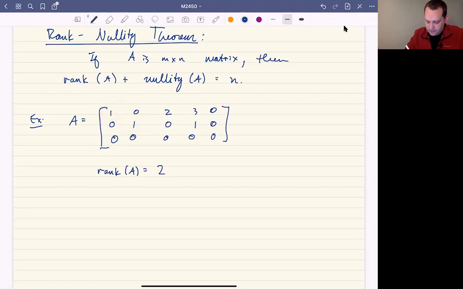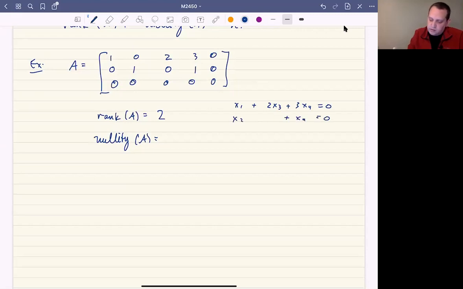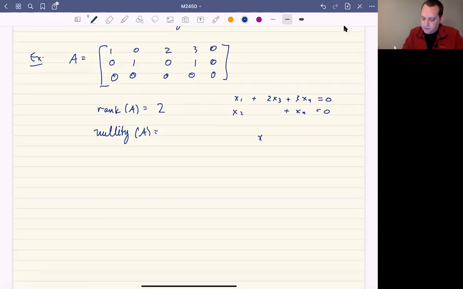The nullity of A, let's think about what that would be. Well, we'll figure out what that is in a second, but if we were to try and write down all of the solutions that we would get here, we would look at these two equations, right? So think about this as x1 plus 2x3 plus 3x4 equals 0, and x2 plus x4 is equal to 0. x5 can be whatever we want. So x5 is free to be whatever term we want.